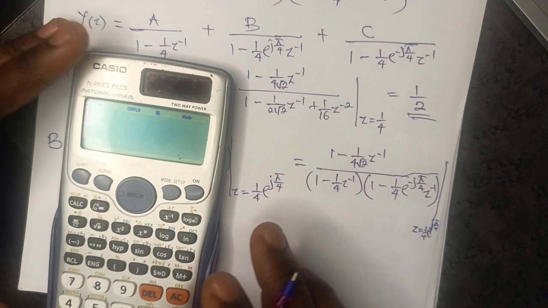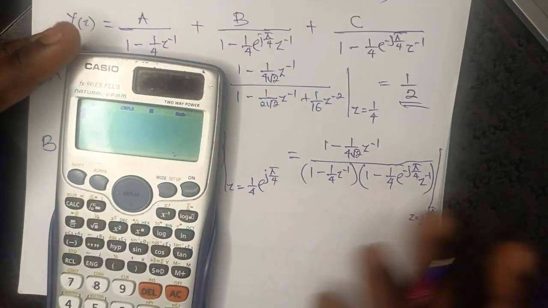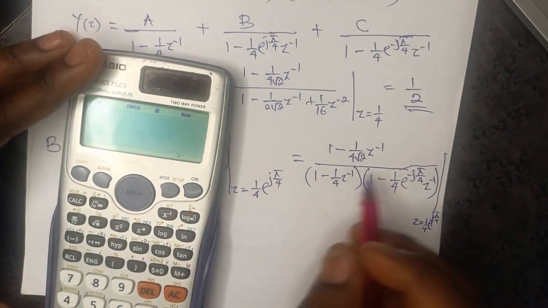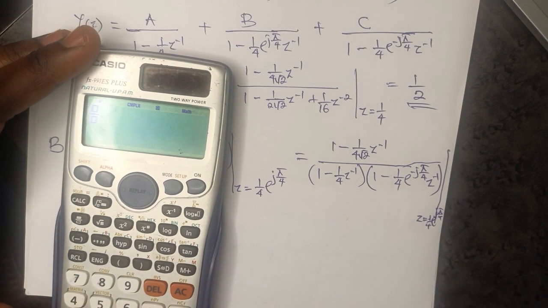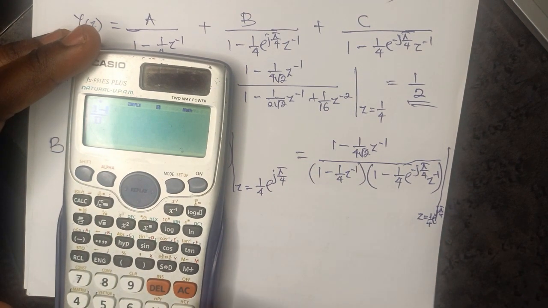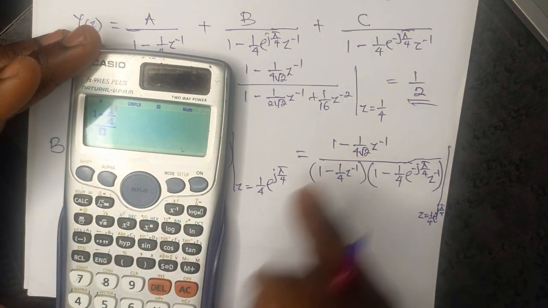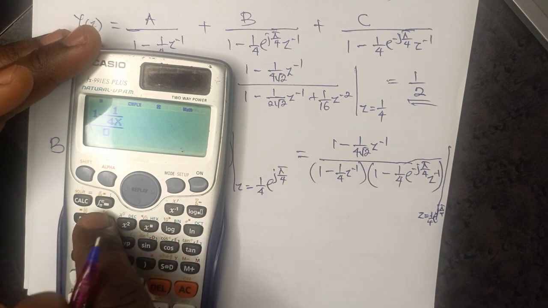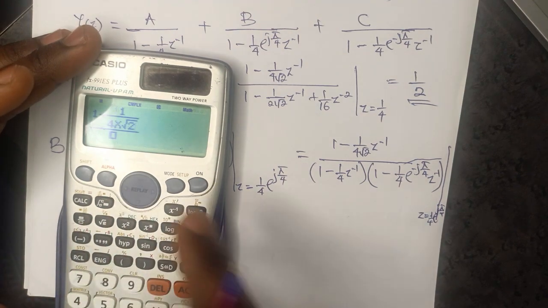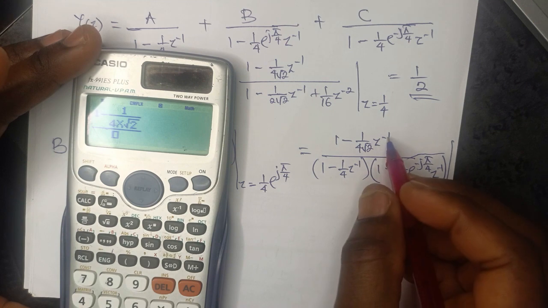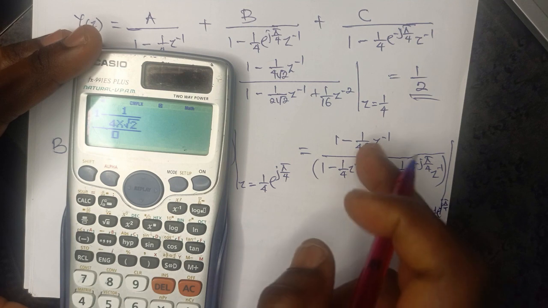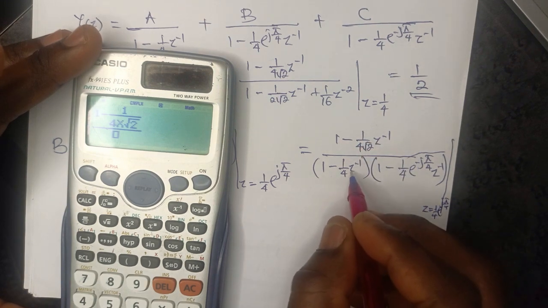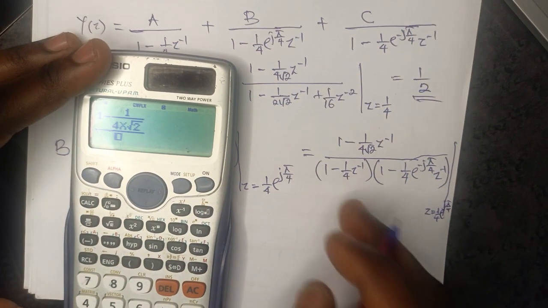So now, the first thing we'll do at this point is to enter 1 minus 1 all over 4 times root 2. We are replacing anywhere we see z. This is 1 all over z, so it is at the denominator here. I believe this is understood. We should always make sure it is at the denominator. That's 1 all over z.